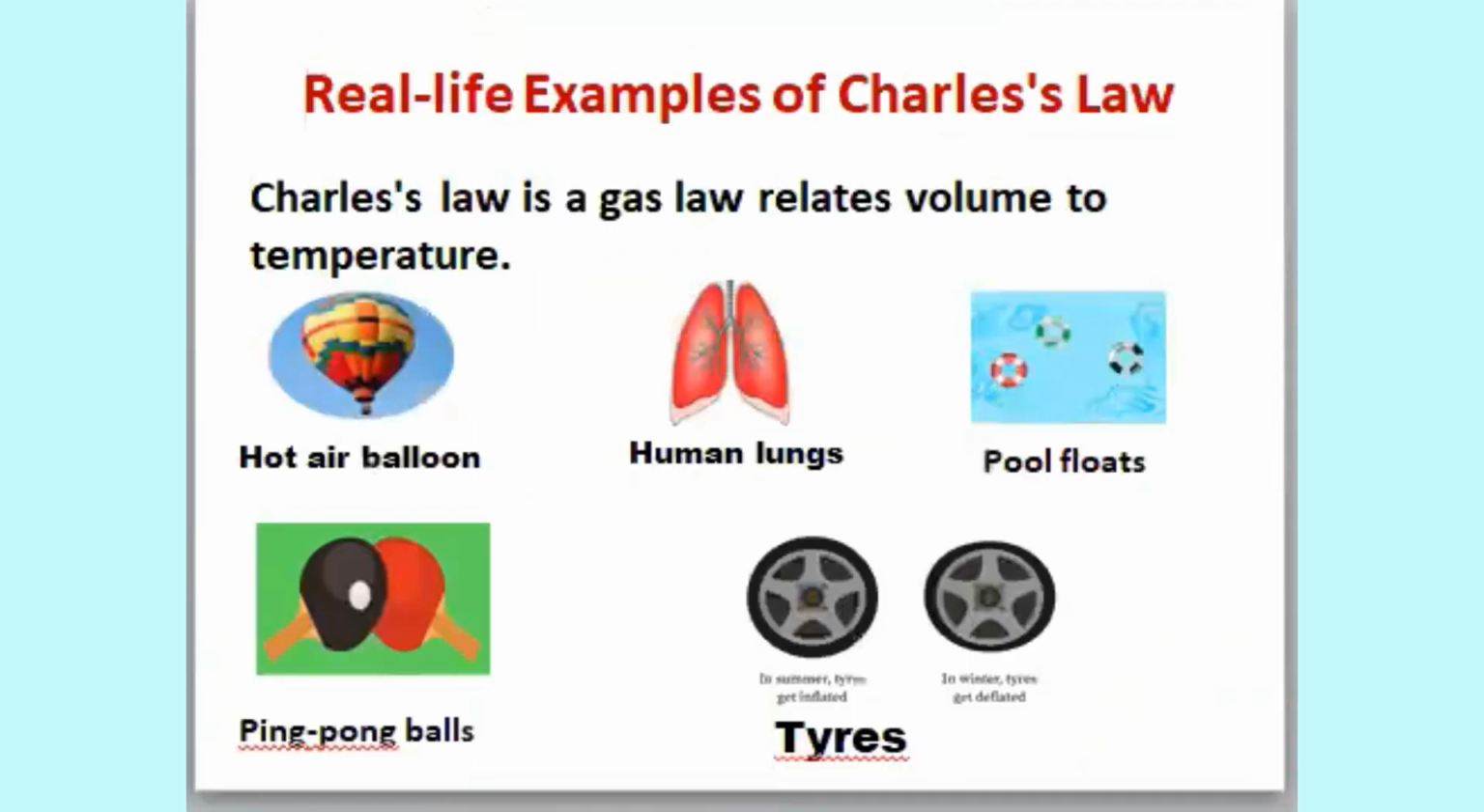Okay, the real life examples of the Charles law. The Charles law is a gas law that relates volume and temperature. Examples from real life of the Charles law are, for example, hot air balloons, the human lungs, pool floats, ping pong balls, tires. In summer, tires get inflated. In winter, tires get deflated.